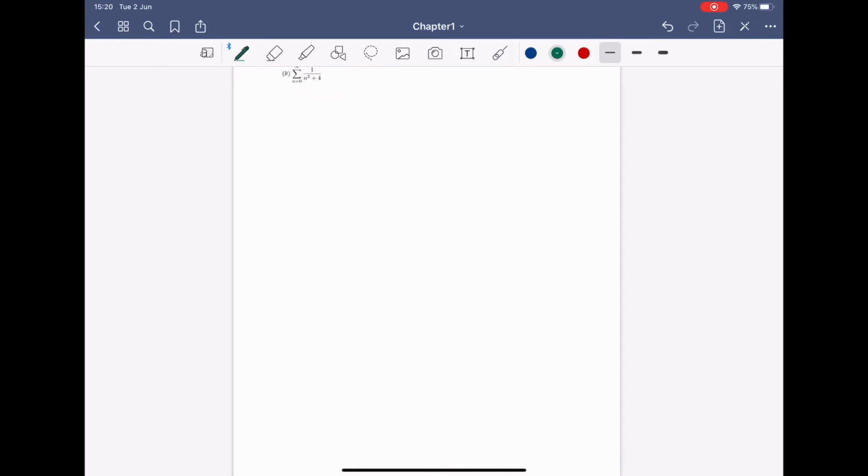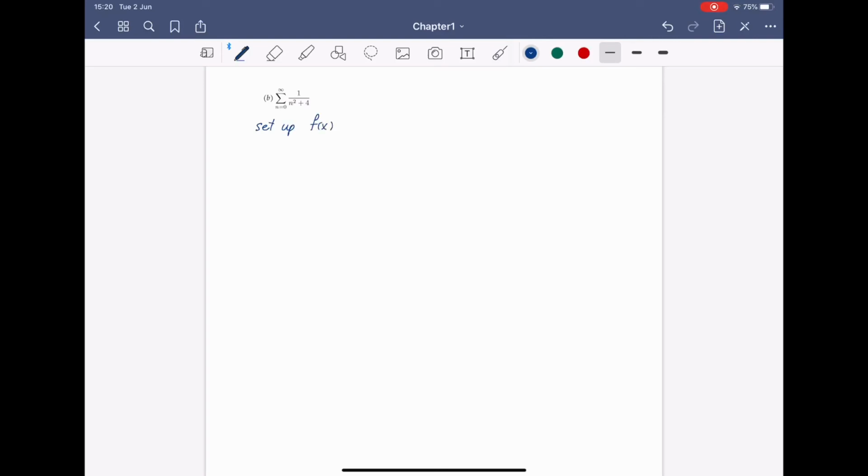Part B. Let's suppose that I want to use the integral test for the summation of 1 over n squared plus 4, when n starts from 0 to infinity. Again, we need to set up the function. I'm going to set up my function f(x) to be 1 over x squared plus 4. You have to set your function to be similar to the series that is given in the question.